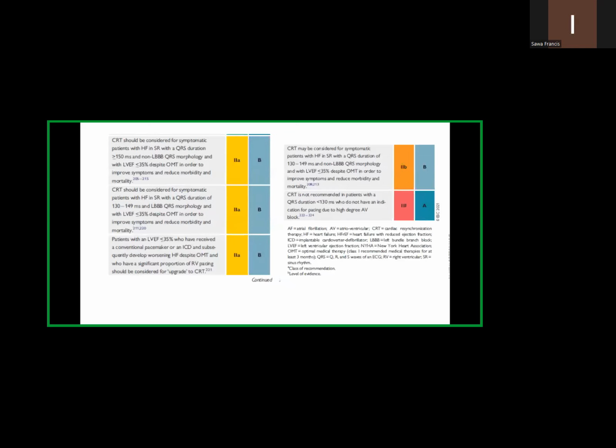Now for class 2. We've talked about class 1 indications. There are two class 1 indications. The first one we've talked about, and so class 2 indications include symptomatic patients in sinus rhythm with a QRS duration more than or equal to 150, now with a non-LBBB QRS morphology. So patients who maybe have an interventricular conduction block pattern, these ones are a class 2A indication.